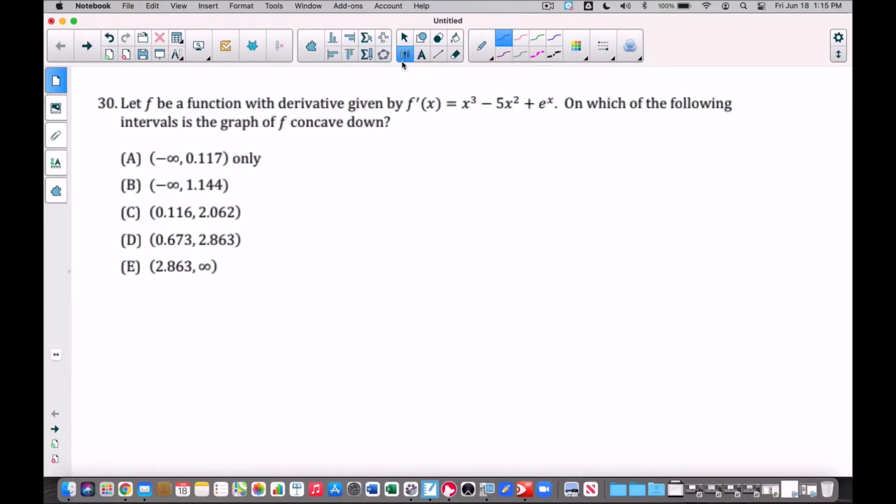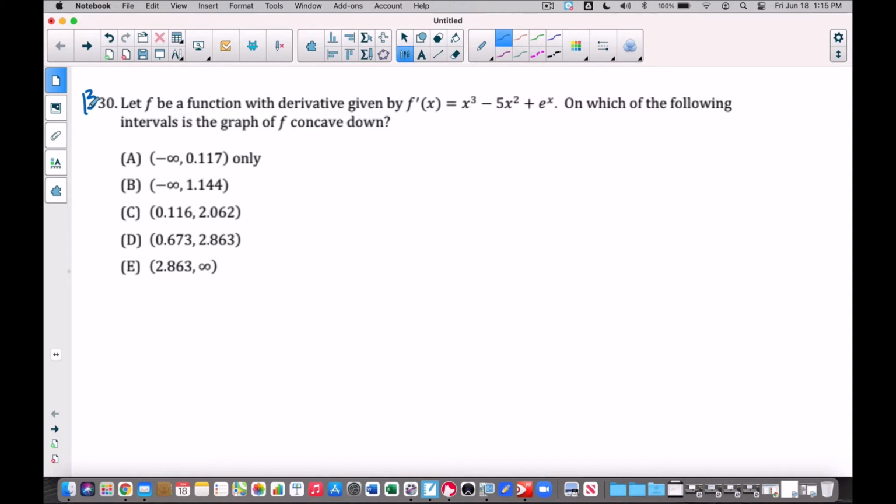All right, everyone. Now on to B30. Okay, that works. So let f be a function with the derivative given by f prime of x equals x cubed minus 5 minus x squared plus e to the x. On which of the following intervals is the graph of f concave down?